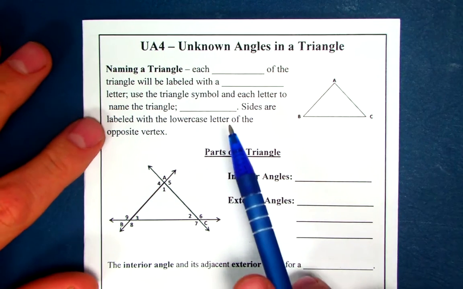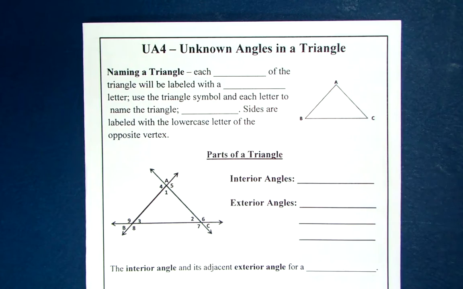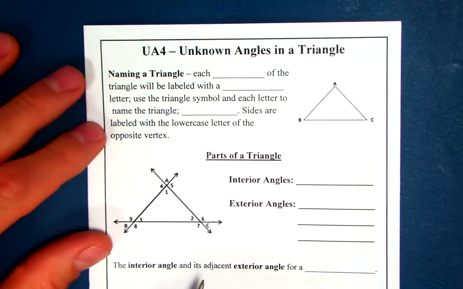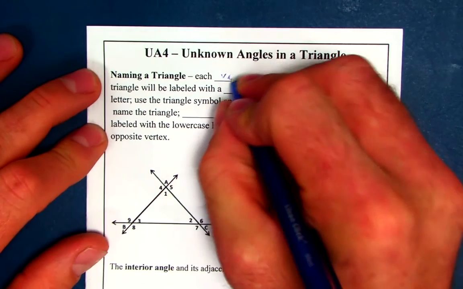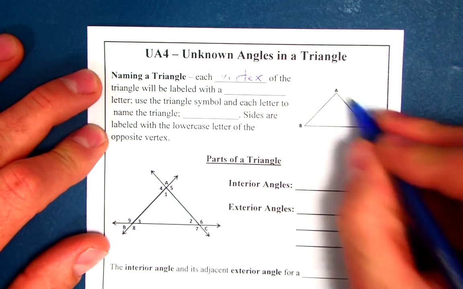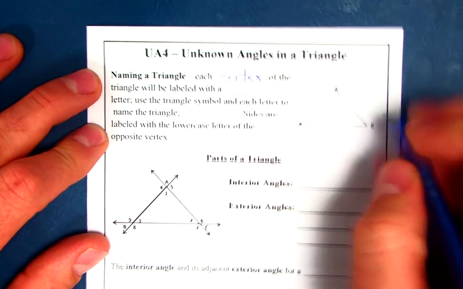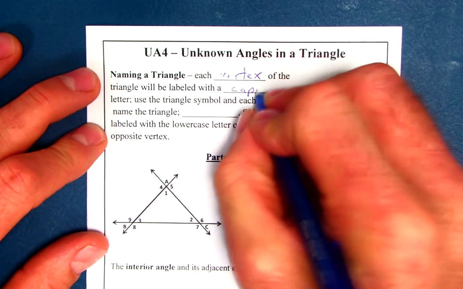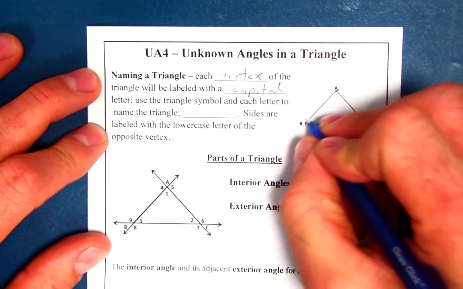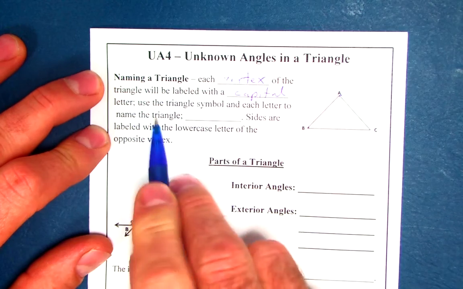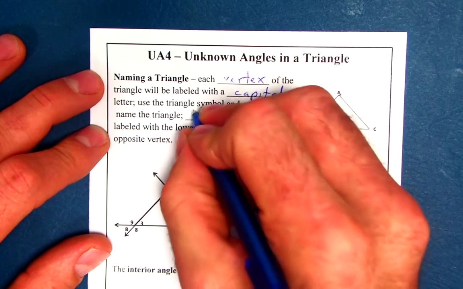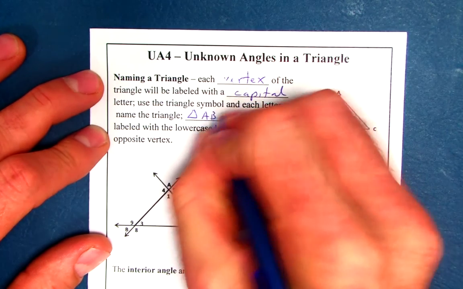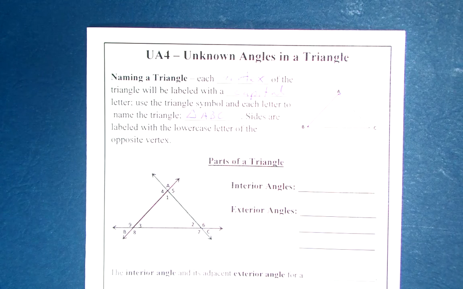We're going to start with just how to name a triangle, the correct way to refer to it. Each vertex, A, B, and C, is going to be labeled with a capital letter, because they represent points. And we're going to use the triangle symbol and each letter to name the triangle. So in this case, this is triangle ABC. It doesn't matter the order.